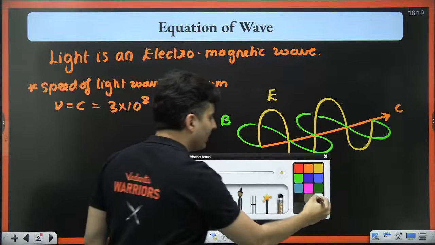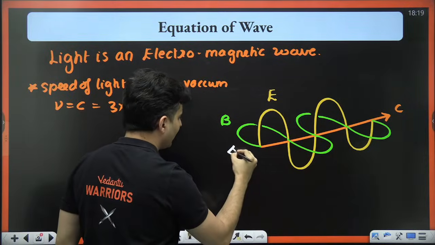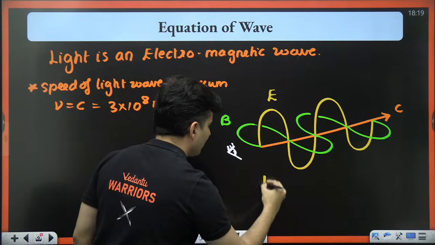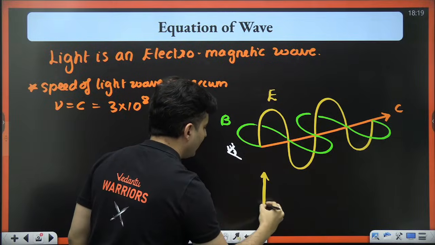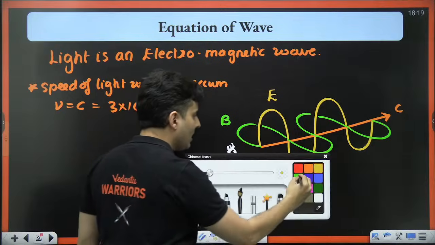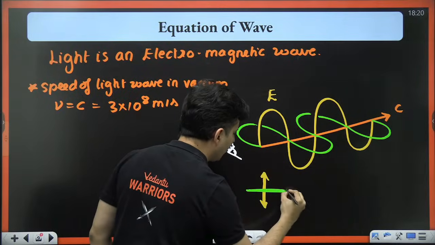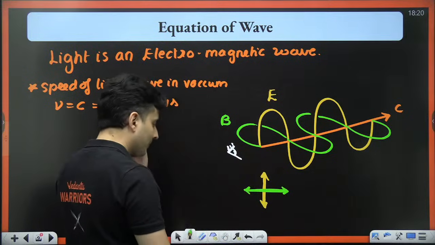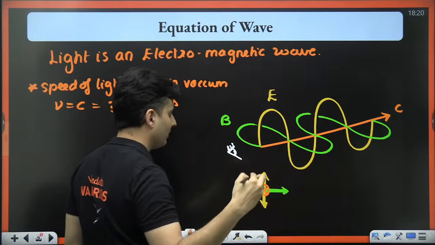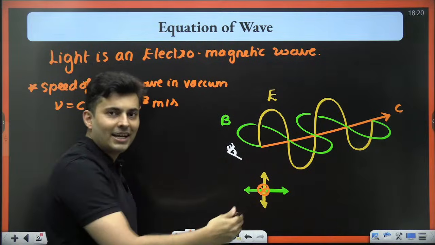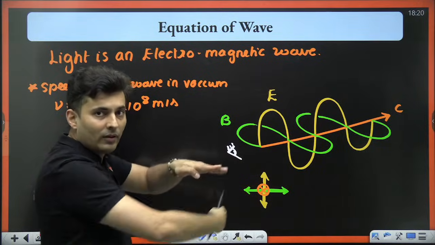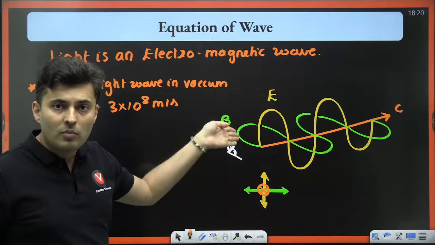So if one were to see from this side, what you will see is the electric field oscillating up and down like this. And the magnetic field will be exactly perpendicular to it, oscillating like this. And the speed of light will be in or out of the plane of the board. It's going inside, electric field is going up and down, magnetic field is perpendicular to it, and the direction of light is perpendicular to both of them.